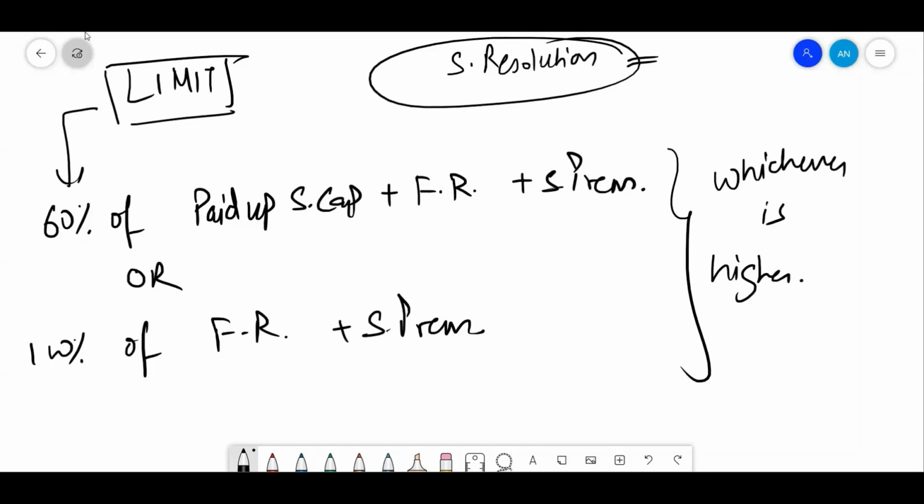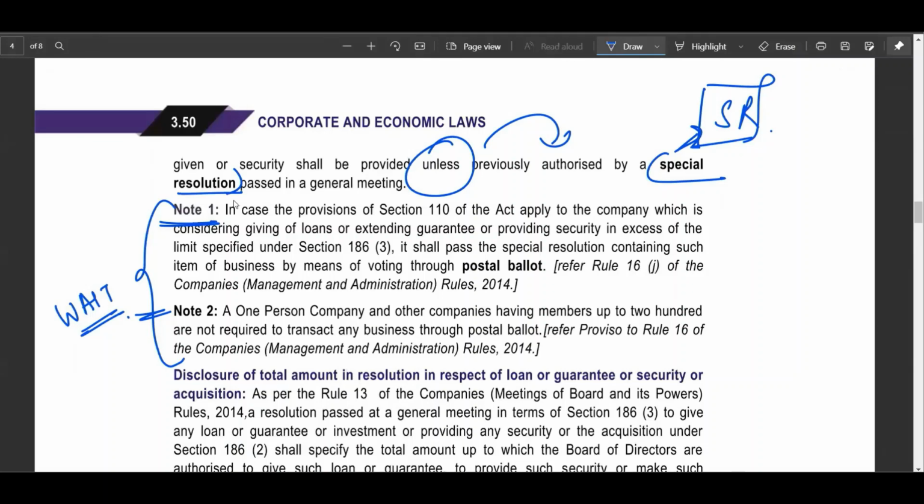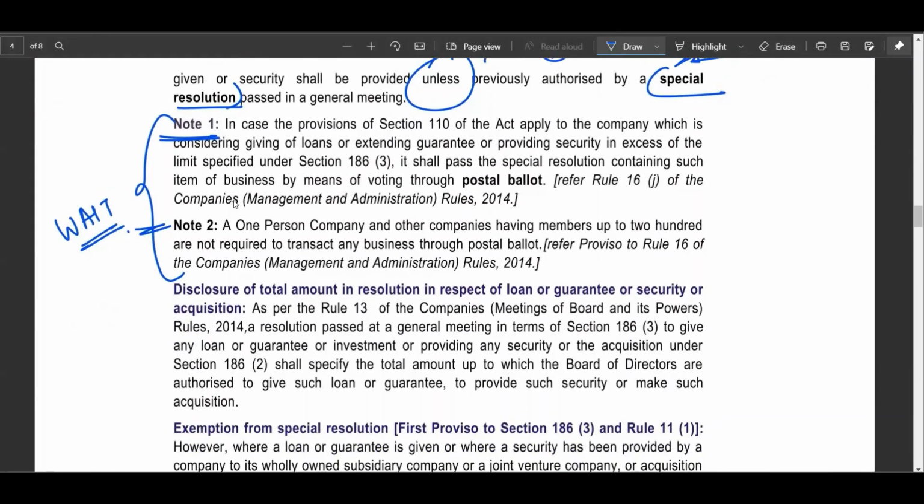This we have read. Special resolution means members holding more than 3/4 of the power shall have to approve the loan, guarantee, security and investment. All right. So this is all about that, and these are the two notes.